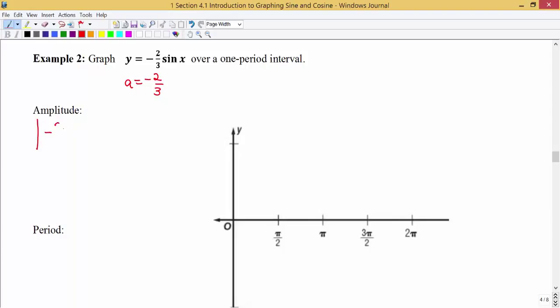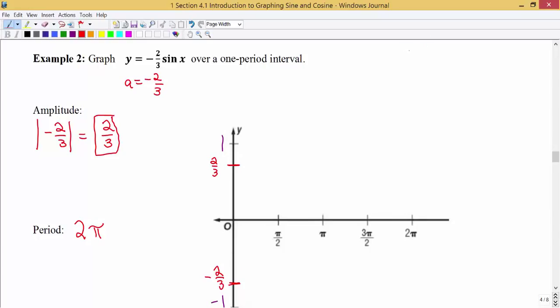And remember that the amplitude is always considered to be a positive value, so we're going to take that a, and we're going to take the absolute value of it. So that just tells me that the distance, that positive distance from the middle to the top and from the middle to the bottom, will now be 2/3. The period hasn't changed. Still 2 pi units to complete 1 full cycle. So originally we would go up and down from 1 to -1, but 2/3 is about right there. So now the graph will bounce between positive 2/3 and negative 2/3.